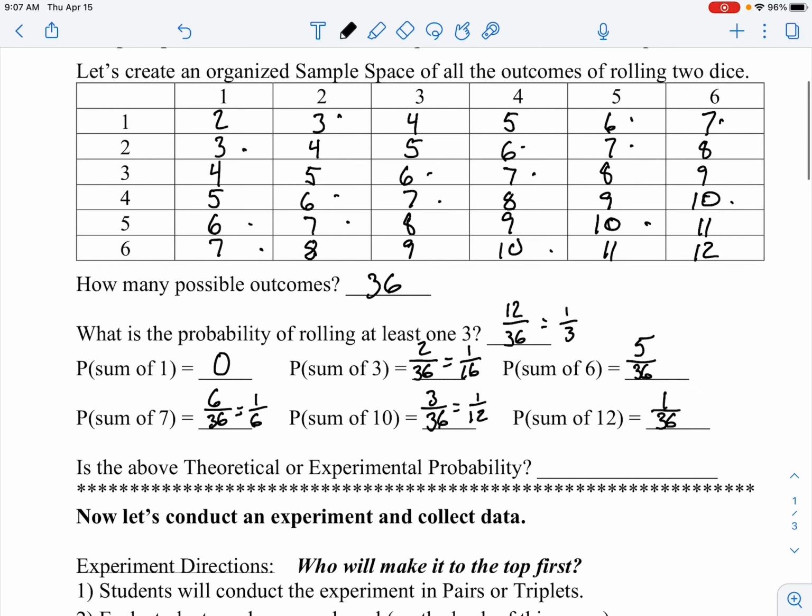All right, so is this going to be theoretical or experimental probability? Well, we haven't really done any experiment yet, have we? We haven't rolled any dice. All we've done is take a look at all the options we have when we do roll 2. So this is what we can expect to happen. So this is theoretical.